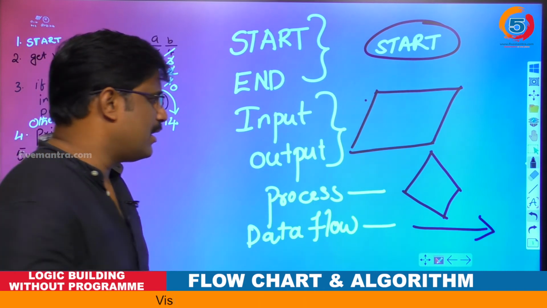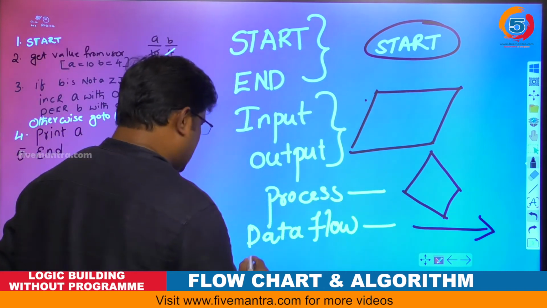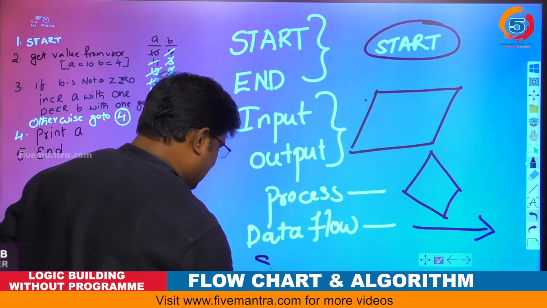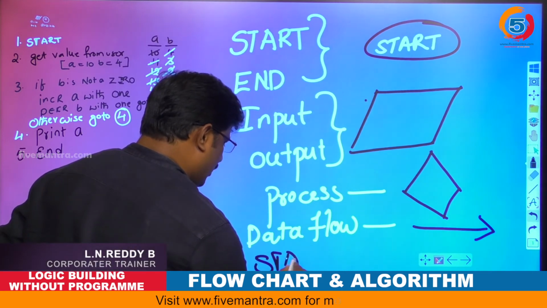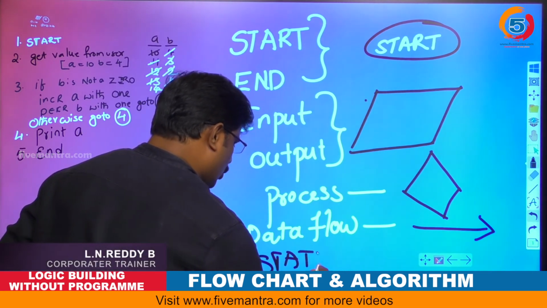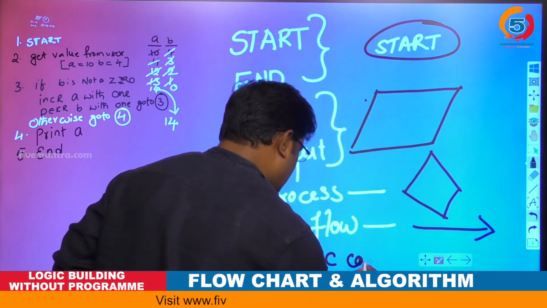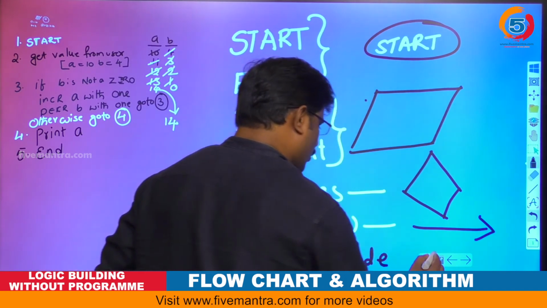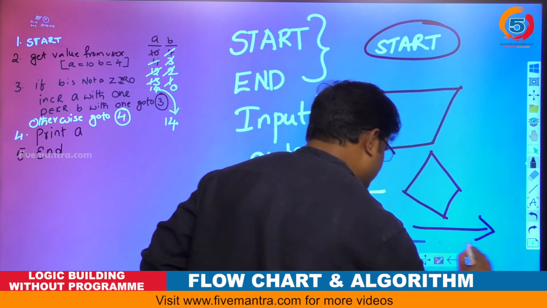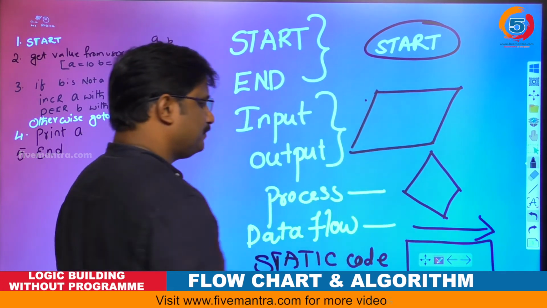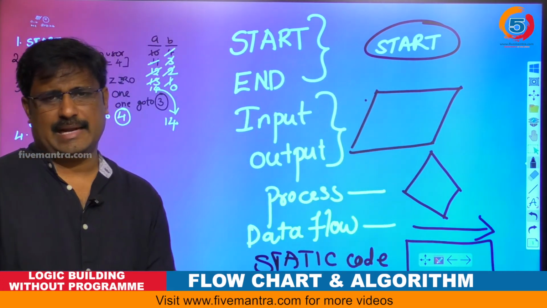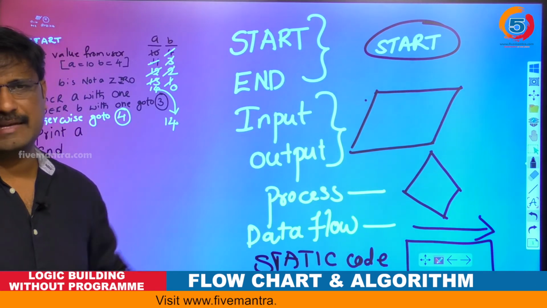We have another symbol also. Sometimes we have to work with static data. Static data means we only have to write some code, static code what we call, and how to represent this static code is simply this rectangle. This is the static code. These are the 5 symbols we have.